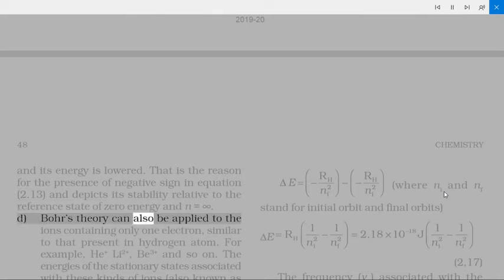Bohr's theory can also be applied to ions containing only one electron, similar to that present in the hydrogen atom. For example, He⁺, Li²⁺, Be³⁺ and so on.